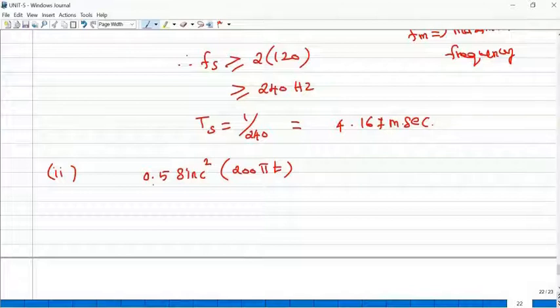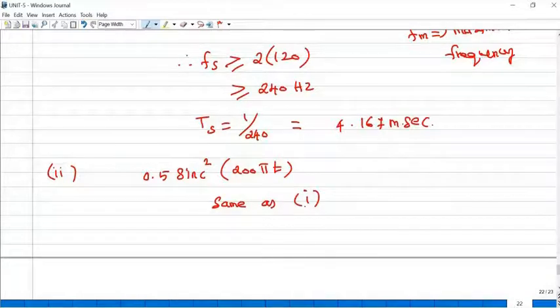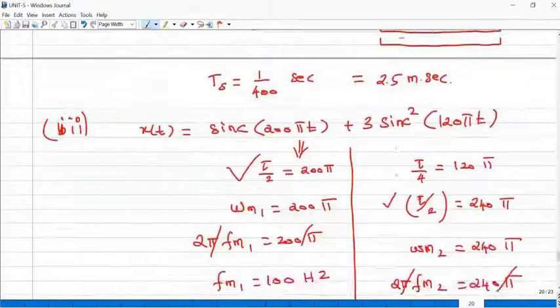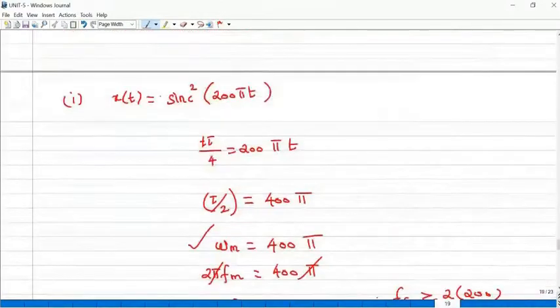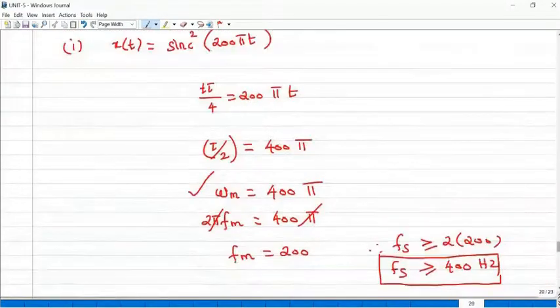Only the magnitude is different. Don't worry about magnitude. In the frequency domain, what we analyze, the frequency content is important. We are not worrying about the magnitude content. So therefore, it is the same as problem number 1. For the second problem, whatever the first problem's answer, same. Sinc square of 200 pi t. Same problem we solved. So there are no more changes.